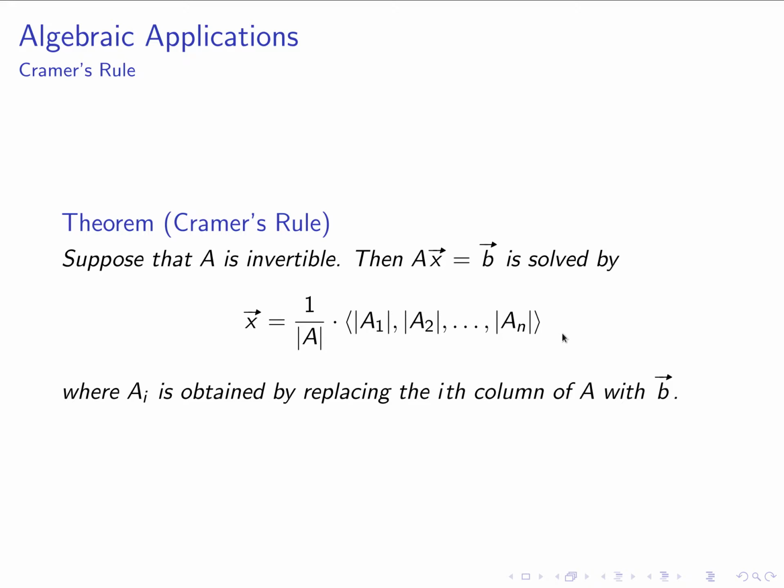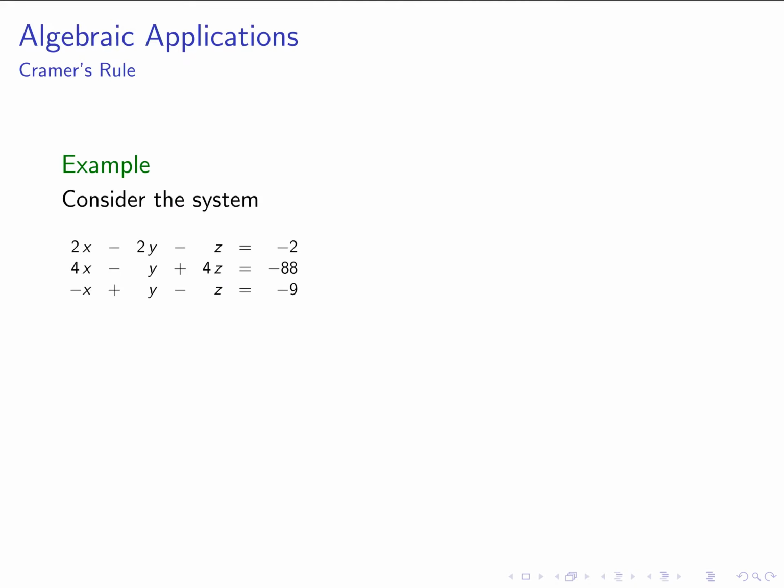So this theorem, in addition to giving us a formula for X, is also telling us how to calculate each of the individual entries. So if for whatever reason you were studying the system AX equals B and you wanted to know the second entry of the solution vector and you didn't care about the other entries, you could look up that position in the solution by taking the determinant of the matrix obtained by replacing the second column of A with the vector B, and then dividing by the determinant of A. So let's see this in an application.